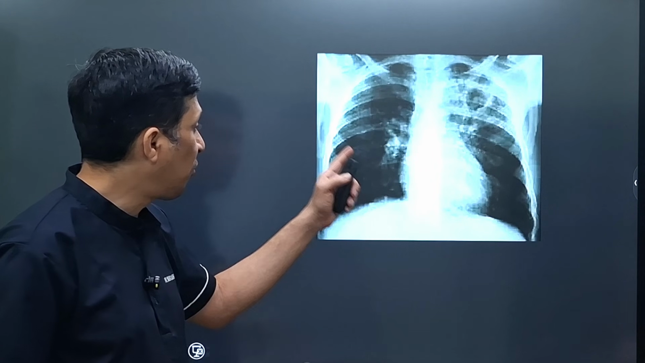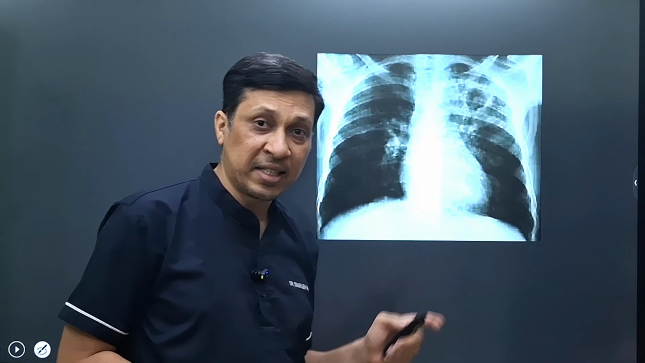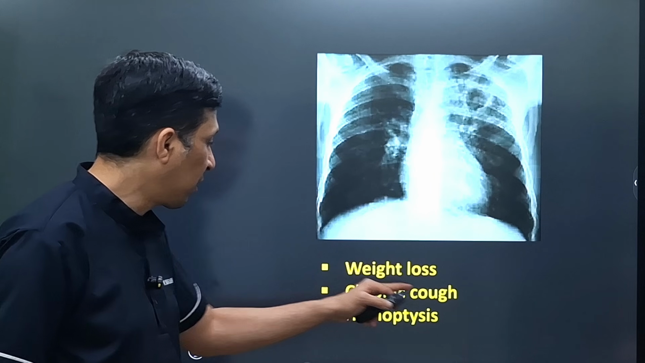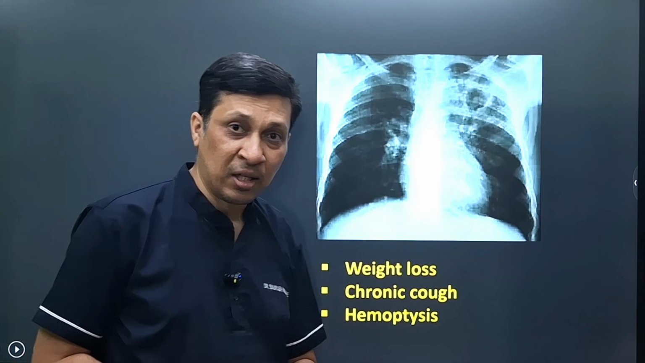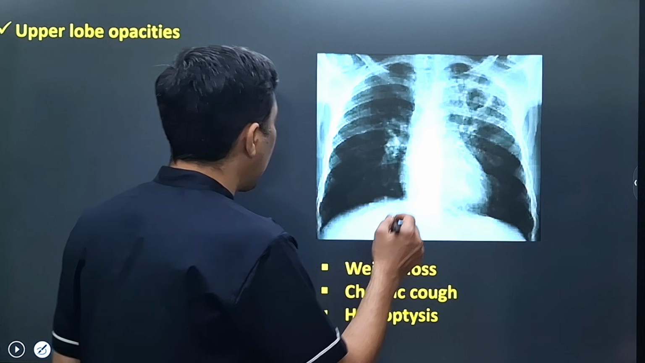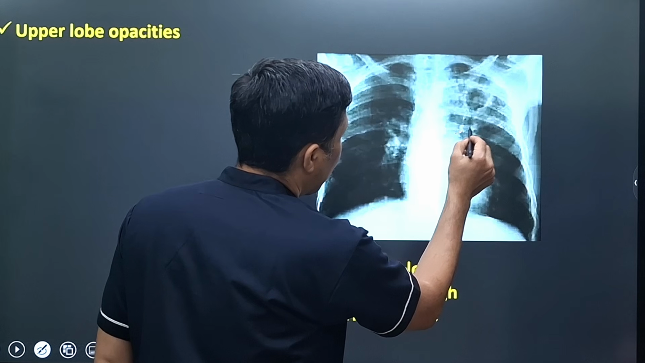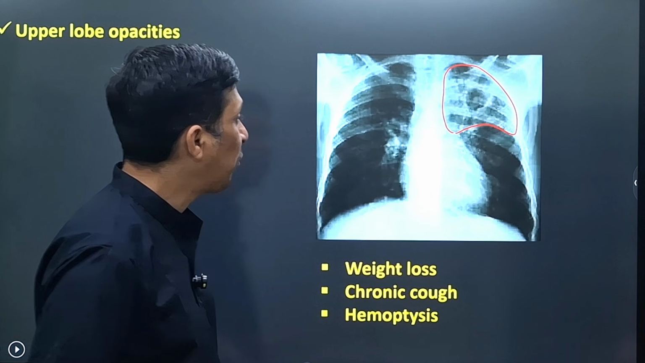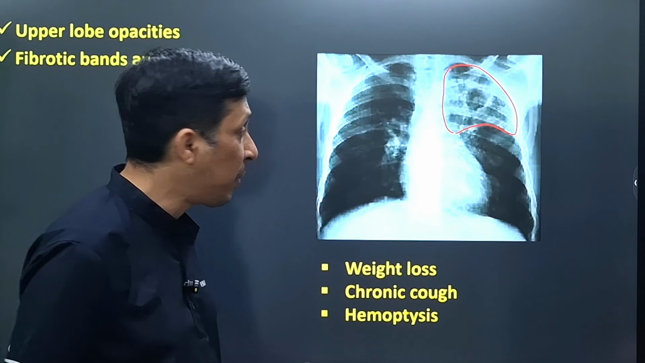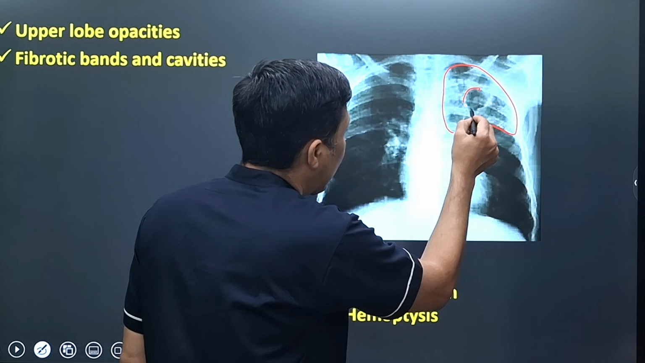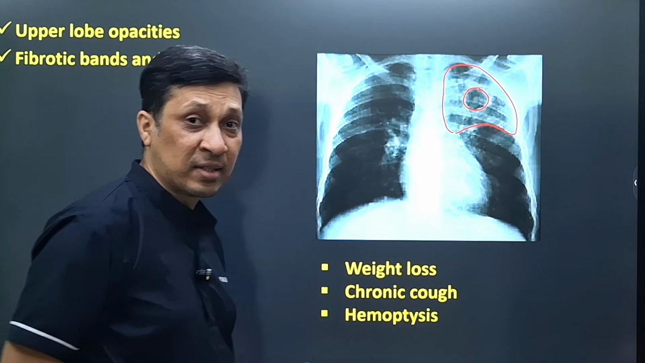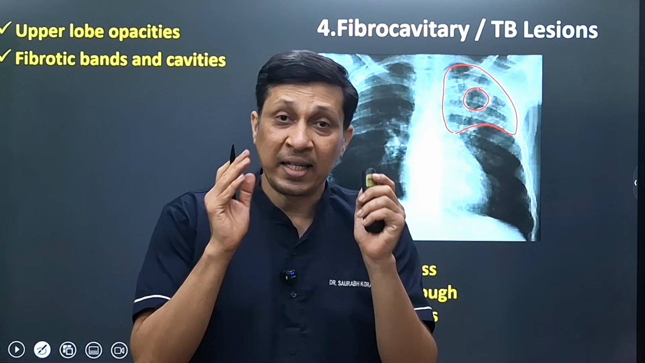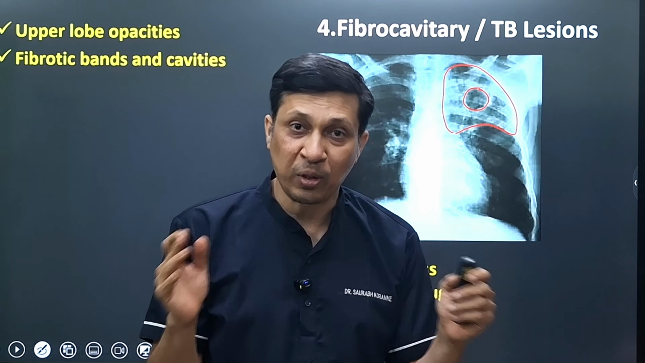Now this is our fourth X-ray, and this is the X-ray chest of a patient who comes with the history of weight loss, chronic cough and hemoptysis. Now what are the findings here? The findings here are that on the left side you will see opacity in the upper lobe, and in that opacity you will see fibrotic bands and also cavity like lesions. So this is the X-ray of fibrocavitatory or TB lesions, and it is seen in pulmonary tuberculosis.